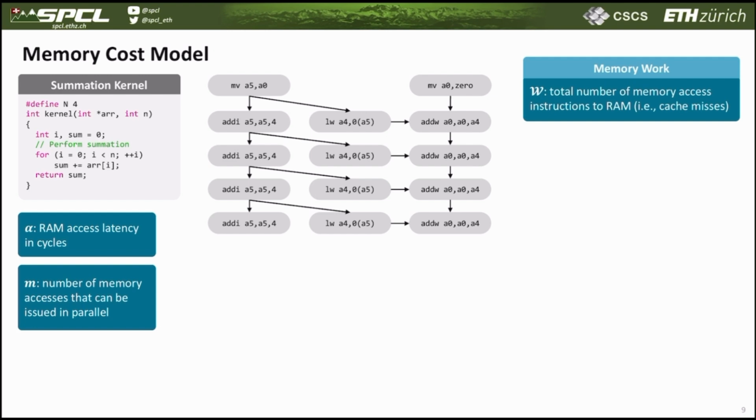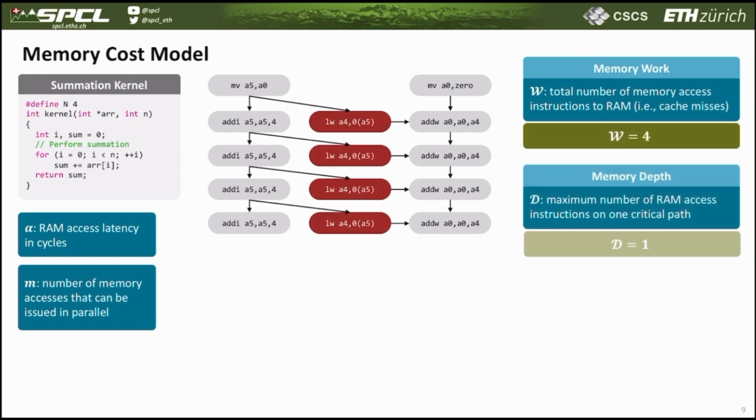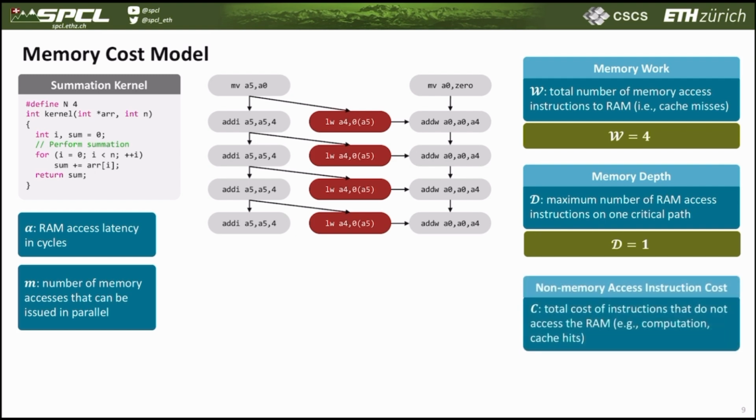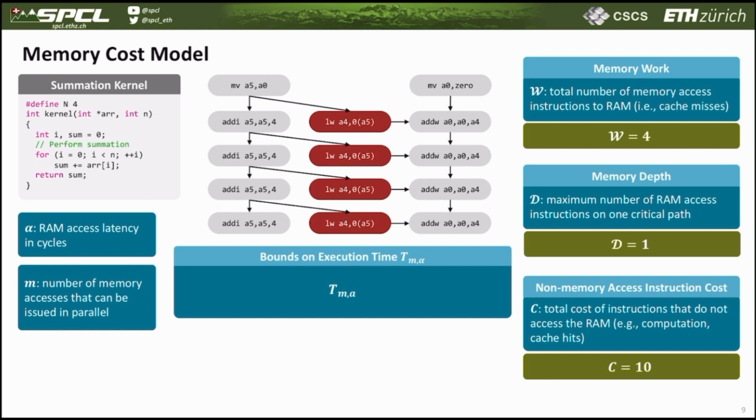And then we can define, just as we defined depth and work before when we discussed Brent's lemma, the memory work and the memory depth, right? So this is very similar to what we did before. It's just now we only consider memory operations, and we are interested in how many of those could be issued in parallel.